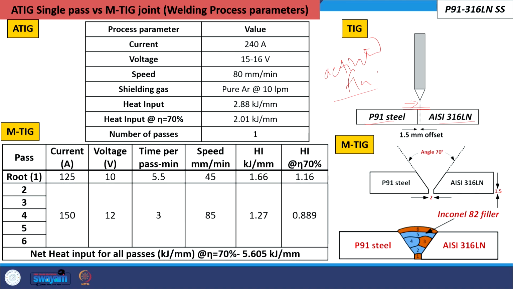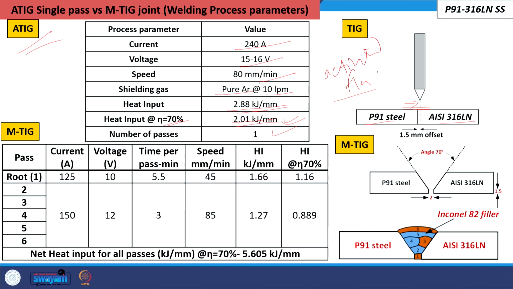welding arc. So A-TIG was performed using this current, this voltage, this speed, and pure argon supplied at the rate of 10 liters per minute, and the net heat input is 22.88 kilojoule per mm. Assuming a thermal efficiency of 70%, the net heat input is 2.01 kilojoule, and it is single pass welding, because through thickness penetration was realized in one pass.